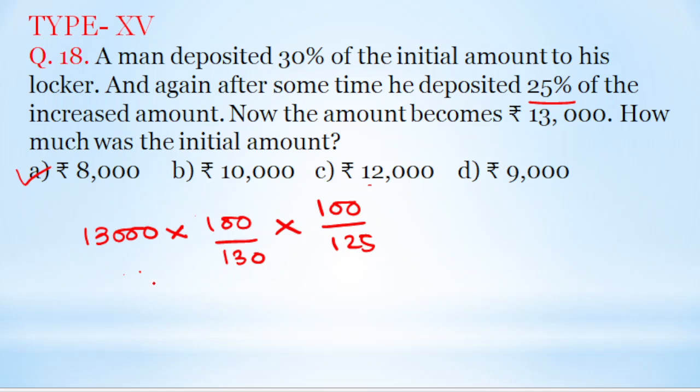Now after solving, we get here 130, here is 13,000, so it becomes 100, and this 100 divided by 25 becomes 4. 125 divided by 25 becomes 5. Again 100 divided by 5 becomes 20. So that is equal to 8,000. That means option A is the right answer.